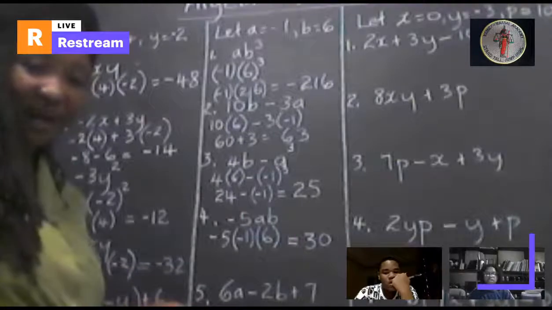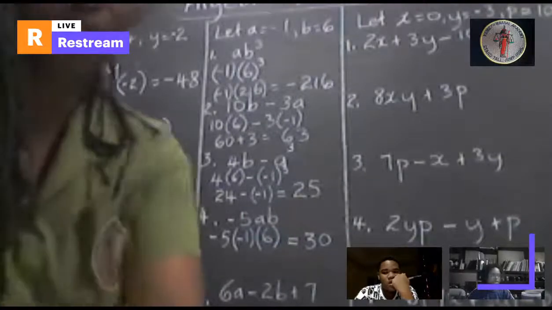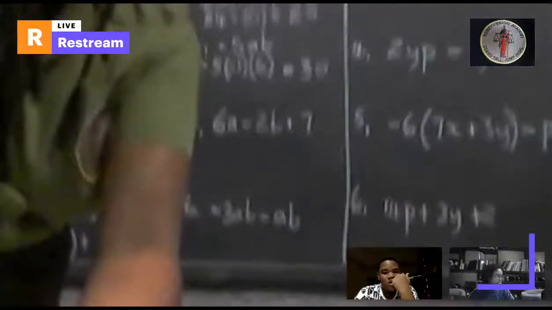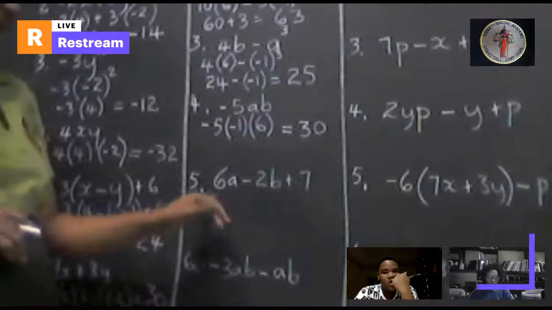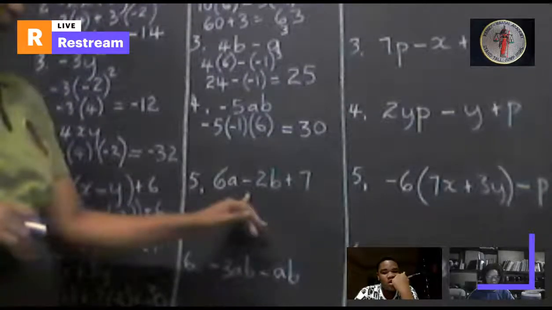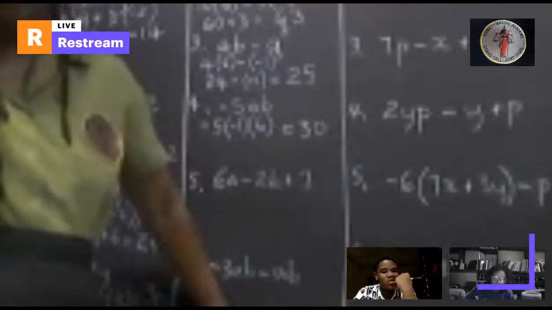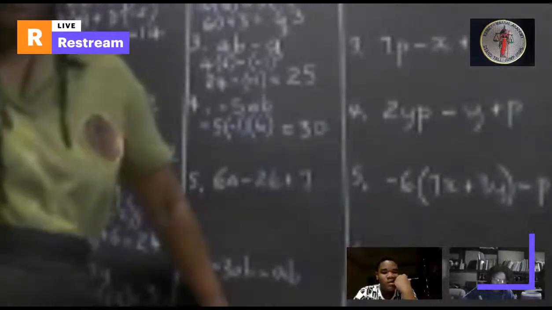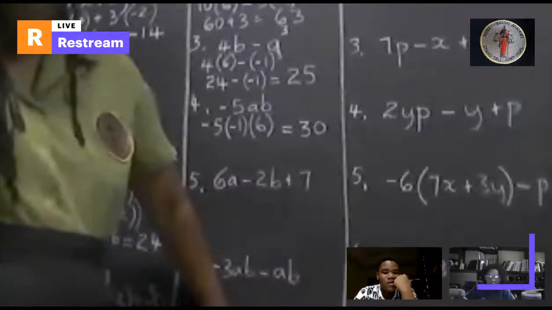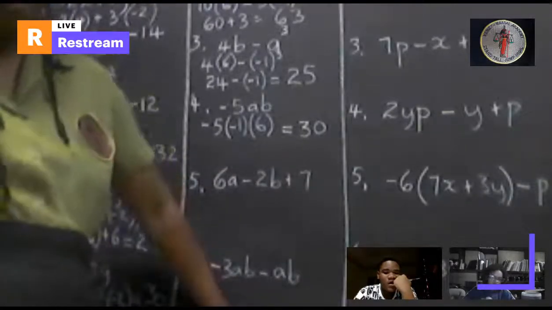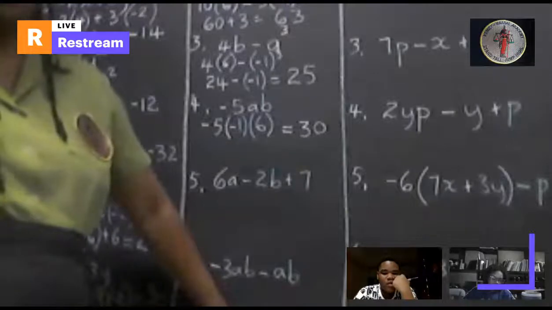All right, so number 5. Let me adjust the screen. Number 5 says 6a minus 2b plus 7. When you're typing your answers, you need to say which number you're answering, because sometimes the chat comes in slower than we're moving and we may have gone on to a different problem. So just write the number and then the answer.